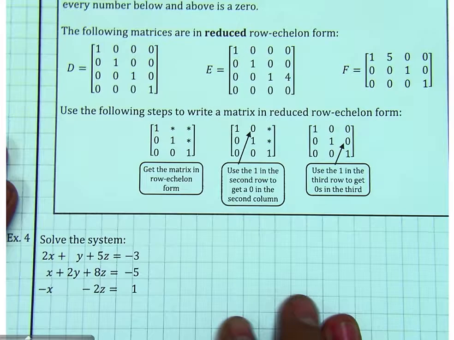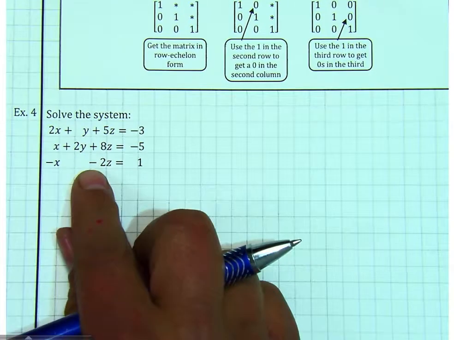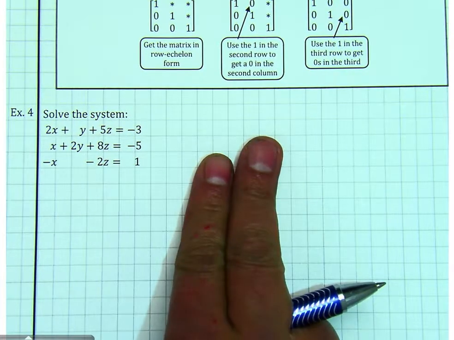Example number 4. You should have a cutout. Go ahead and glue it. And write down example number 4. Once you guys are ready, we can continue. Go ahead and pause it.